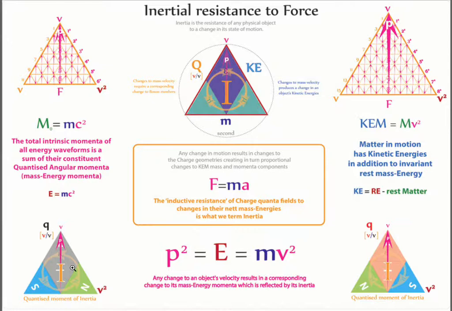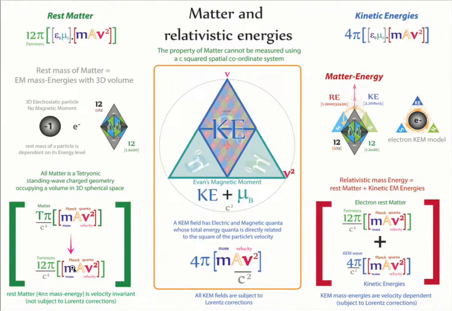Adding the mass energies of chem fields to the standing mass matter geometries, or mass energy content of matter geometries, gives us the total relativistic mass energy of the system, or the particle in motion. But again, the wavelength contractions or corrections only apply to the mass energy contents of the chem field. And this is what we show here.